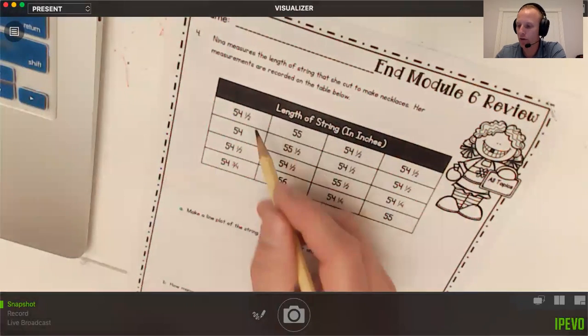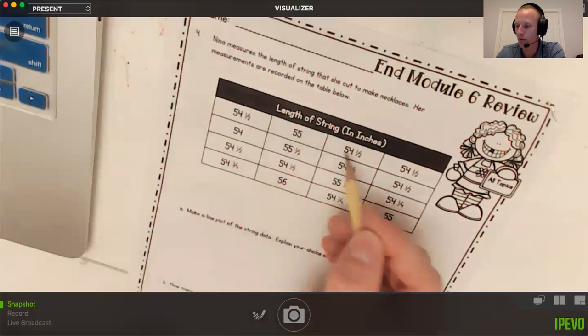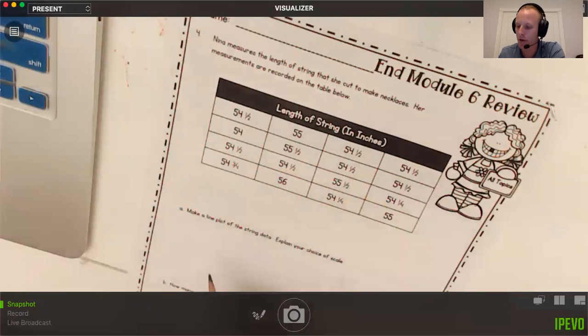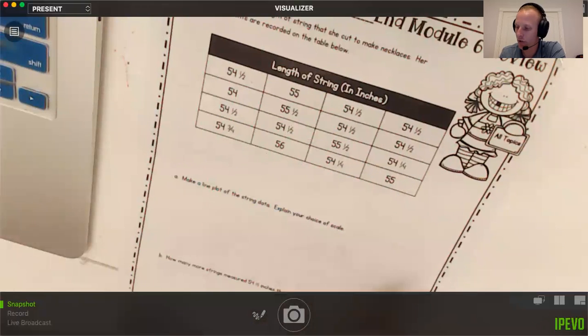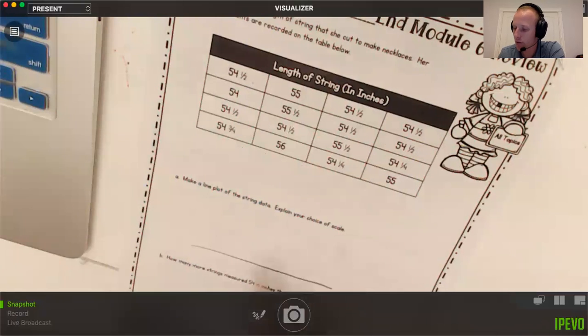So we have 16 measurements on here. Make a line plot of the string data. Explain your choice of scale. So I'm going to make my line plots first. I'm going to go high, low, count by.